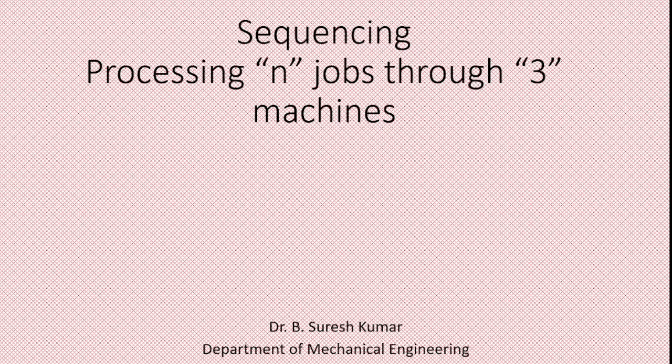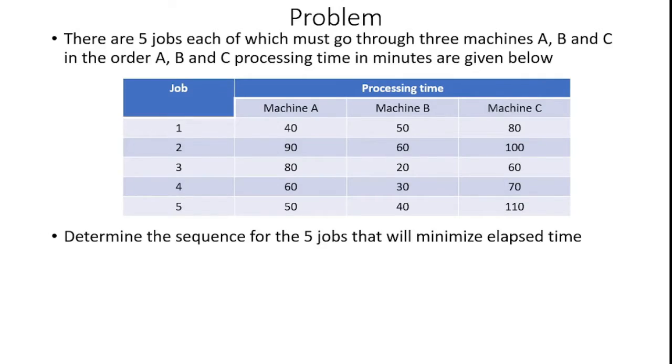Yesterday we discussed processing n jobs through two machines. Today we have to move to another topic. That topic is processing n jobs through three machines. How can we solve it? Let's see. For understanding processing n jobs through three machines, I utilize this problem.